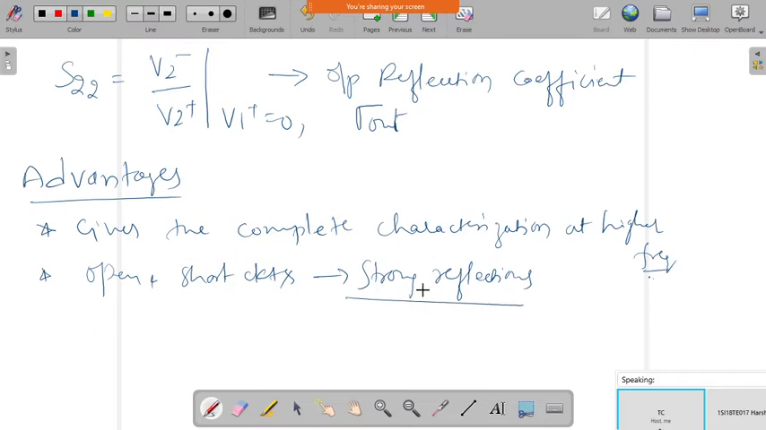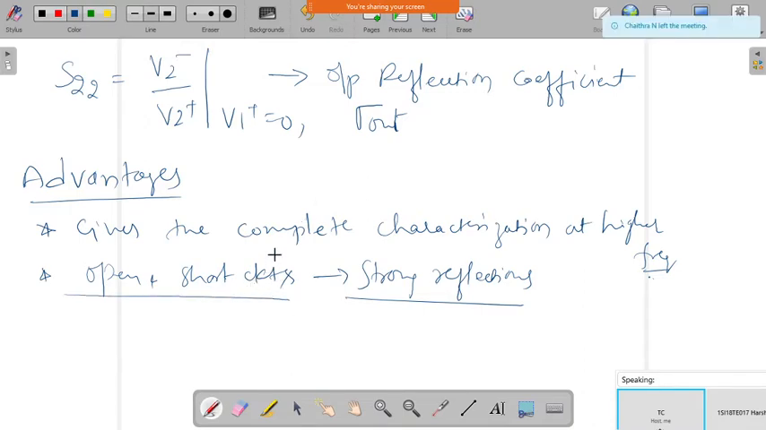So there will be strong reflections when we do not match properly at the higher frequencies. So that's why we can use the matched conditions or matched loads, and we are able to properly define the short circuit and open circuit over the broadband frequencies. So we can realize this open and short circuit for the broadband frequencies.